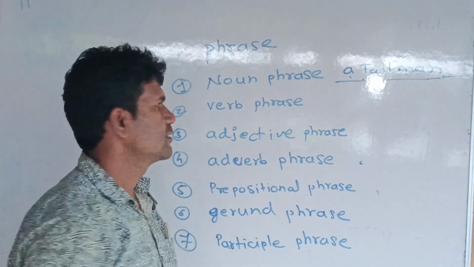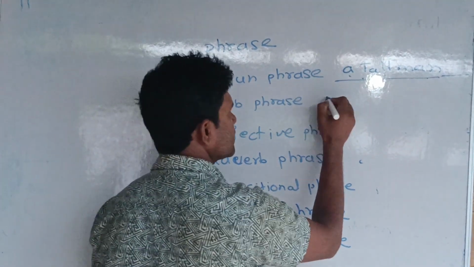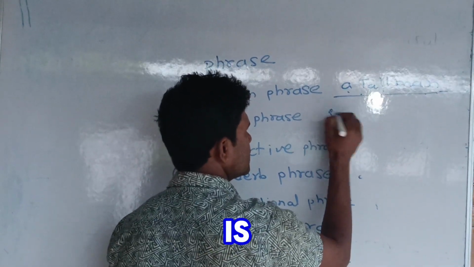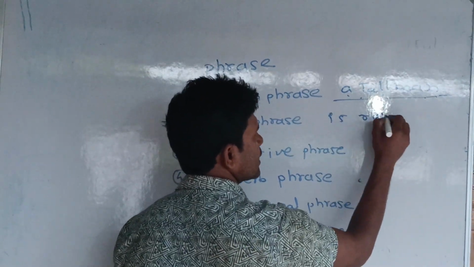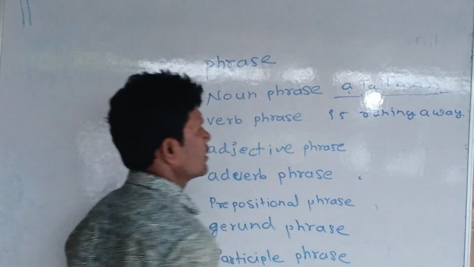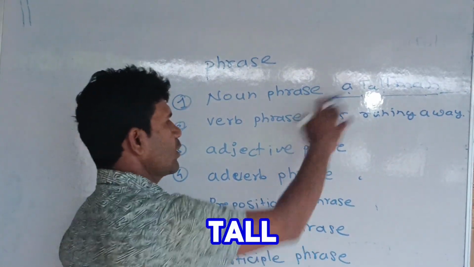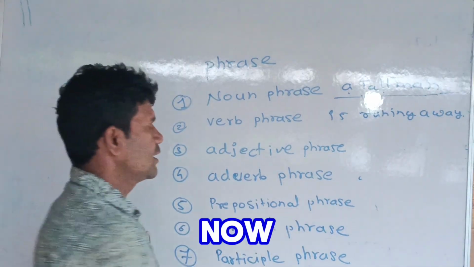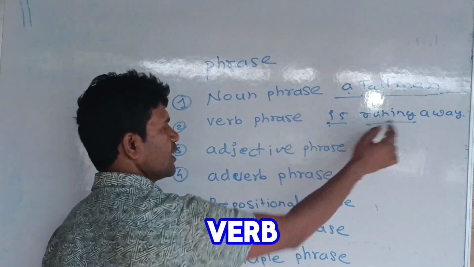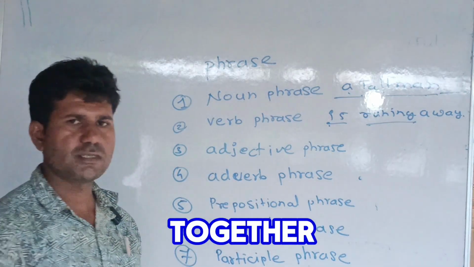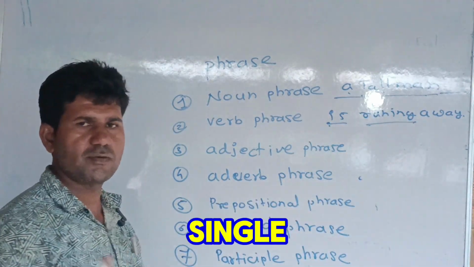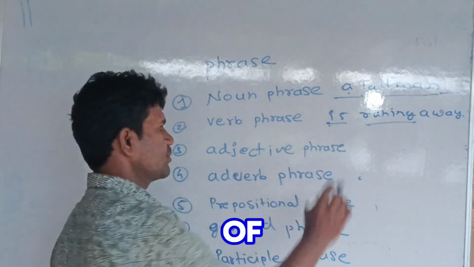Then verb phrase. Again, the same sentence: a tall man is running away. Now, is running. Two verbs, a helping verb and a main verb. Together, this group is a verb phrase that acts as a single verb or a single part of speech.